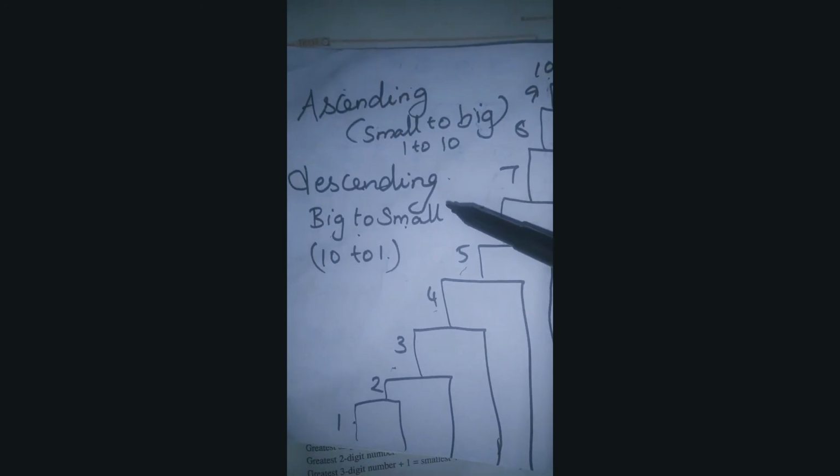Now next one, ascending order and descending order. Okay, ascending means small to big. That means you have to write the numbers small number to big number, 1 2 3 4 5 like that. Then descending order. Descending means you have to write the number big to small, that is 10 to 1, 10 9 8 7, that is reverse order. Ascending means small to big, descending means big to small. This is the concept of ascending and descending. Now we will do the problem.